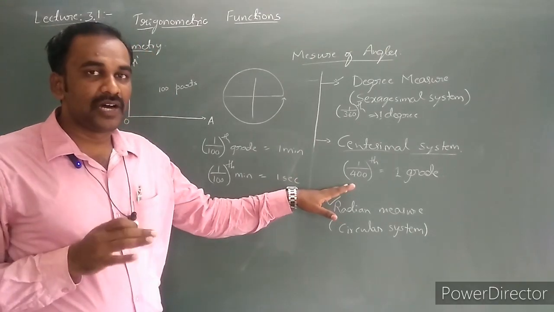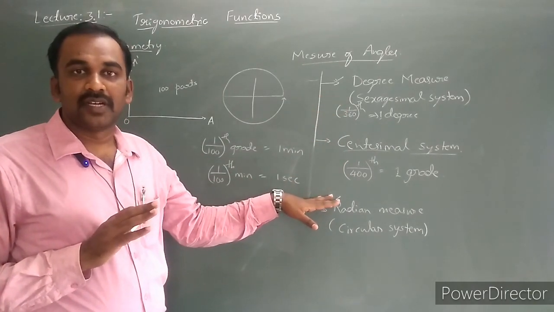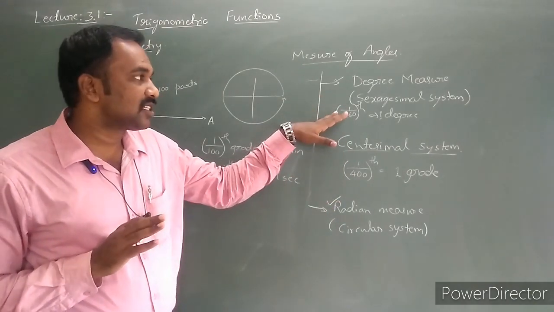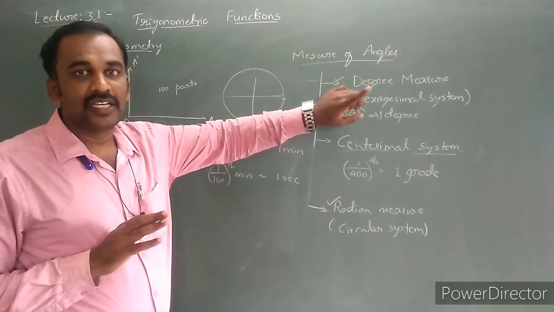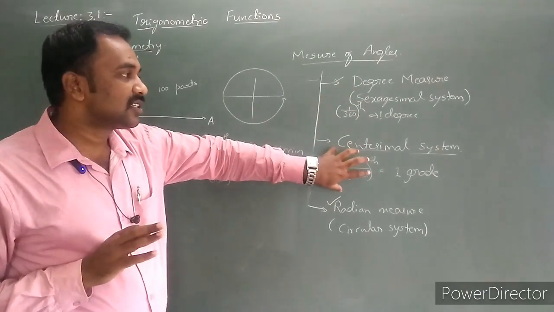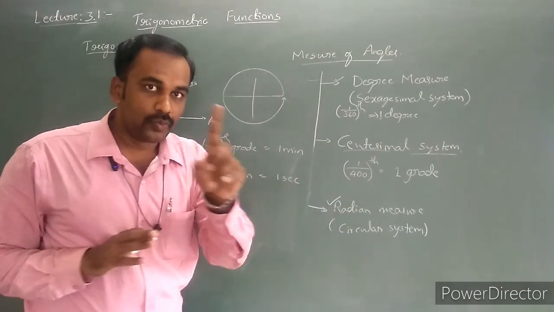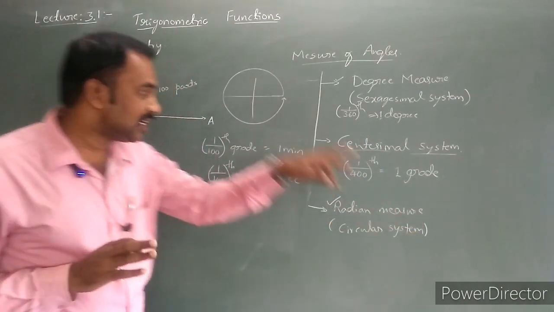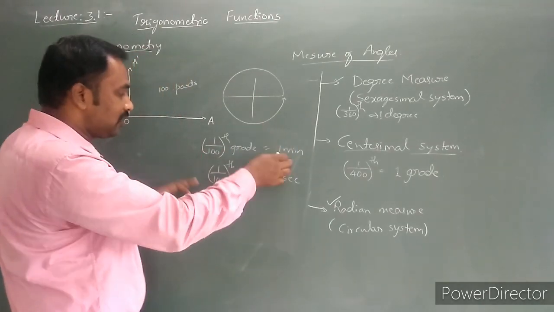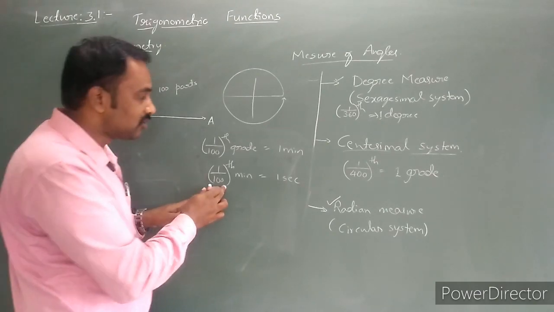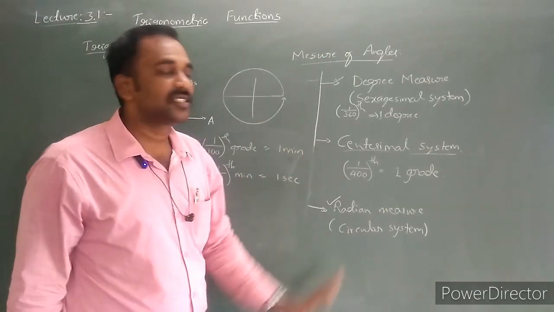So, once again, if you have any confusion, clearly observe. The degree measure, the sexagesimal system, and the centesimal system. Here in degrees, there are totally 360 parts, and each part is 1 degree. In the centesimal grade system, there are totally 400 parts, and one part is 1 grade. Again, 1 grade is divided into 100 parts, that is said to be 1 minute. And 1 minute is again divided into 100 parts, and one part is said to be 1 second. This is said to be the centesimal system.